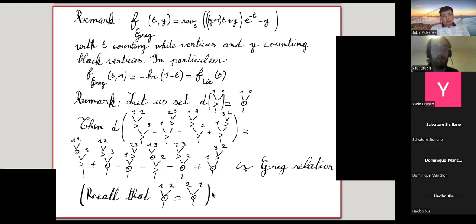So I have one term with this arrow, and this becomes a circle with a dot in the middle, and the one with this arrow and this become a circle with a dot in the middle. But since it is symmetric, 2, 3, and 3, 2 can be switched, and they cancel out. So we exactly have the Greg relation.